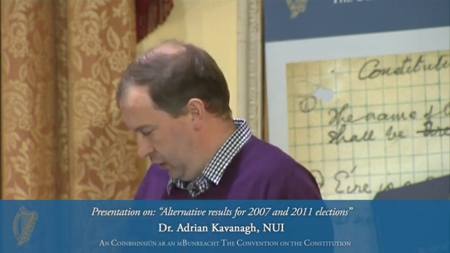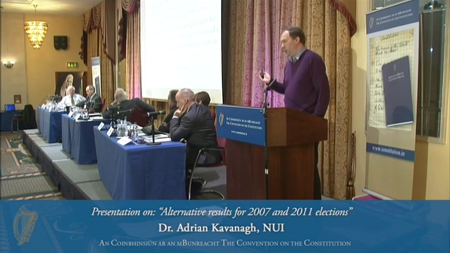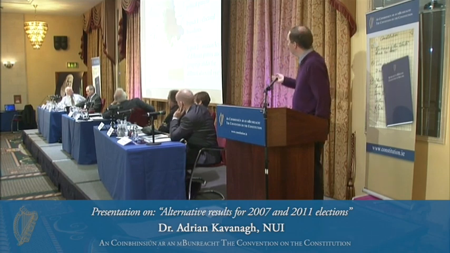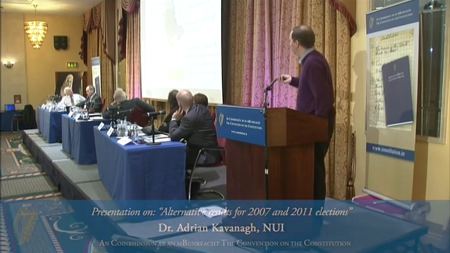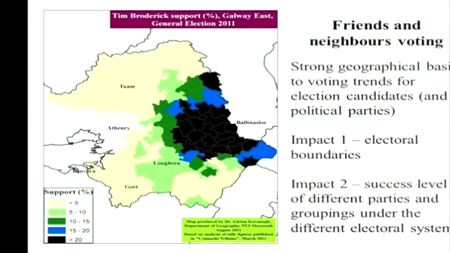And on the basis of that then, worked out which party, or in some cases which political grouping, would have won those seats. And after doing that, once we'd worked out the entire seat numbers for all of these, there was time for comparison and commentary. Now, I'm a geographer, and I would argue that geography has a big role to play when it comes to Irish voting patterns. If you look at voting patterns in Irish elections, there's a very strong geographical basis to this.